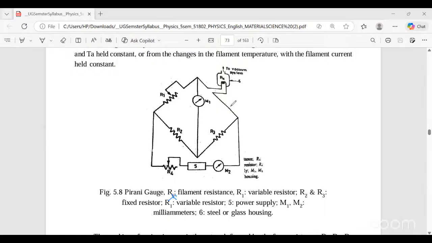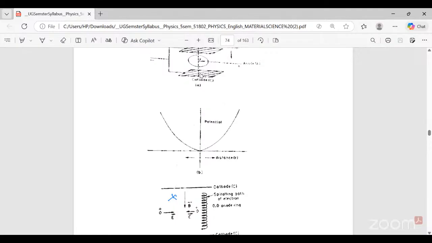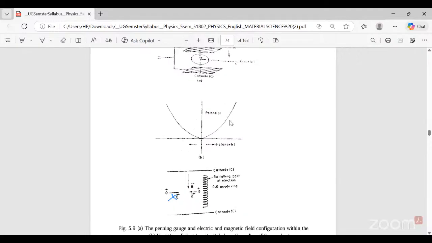Next, we have another type of gauge, which is a Penning gauge. I'll show the picture of that one and we'll see the explanation. So this is the Penning gauge.